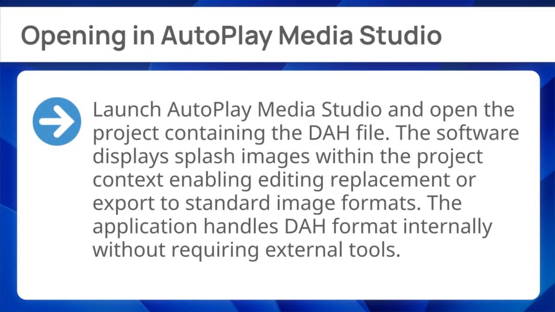Launch AutoPlay Media Studio and open the project containing the DAH file. The software displays splash images within the project context, enabling editing, replacement, or export to standard image formats. The application handles DAH format internally without requiring external tools.